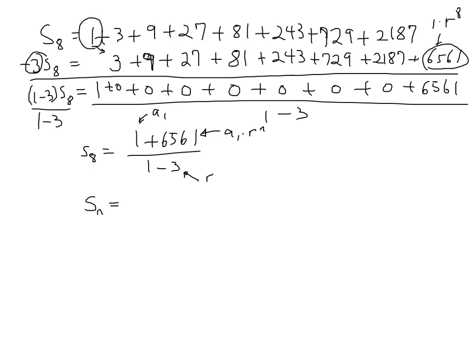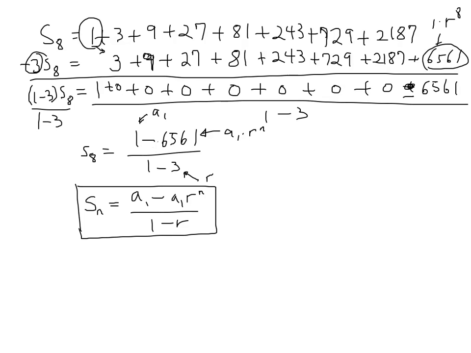So your formula actually turns out to be s sub n equals a sub 1 minus, whoops, sorry, this should be a minus. That right there should be a minus. So we have a sub 1 minus a sub 1 times r to the n all over 1 minus r. And that is my formula for the sum of a geometric series.